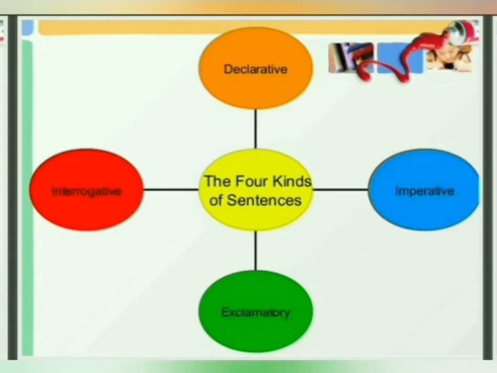Next, the four kinds of sentences. First one, declarative sentences. Second one, interrogative sentences. And the third one, imperative sentences. And next, the fourth one, exclamatory sentences.